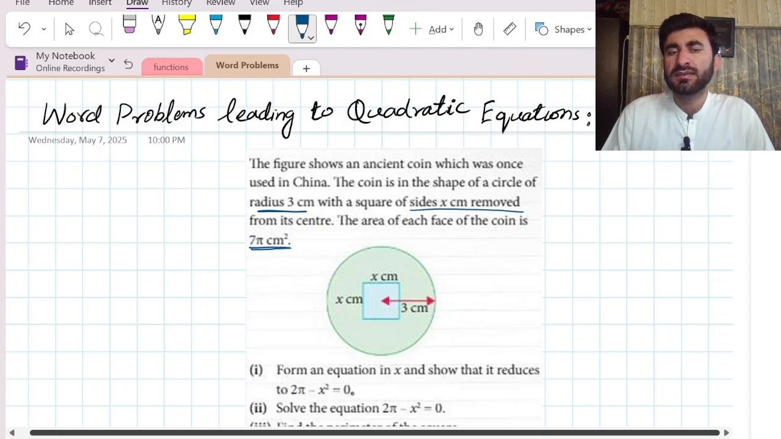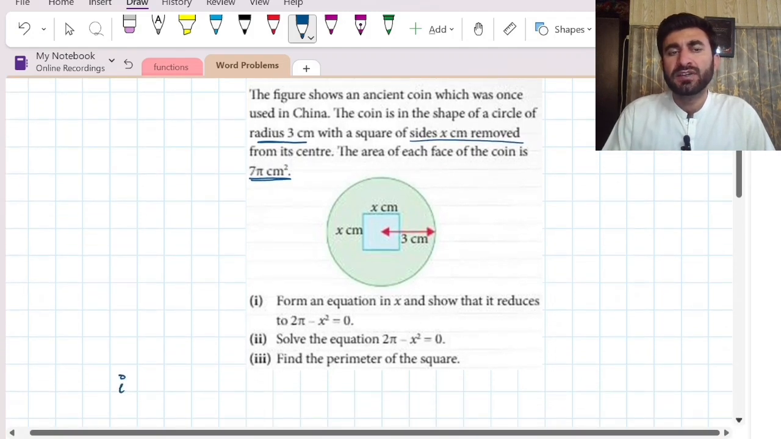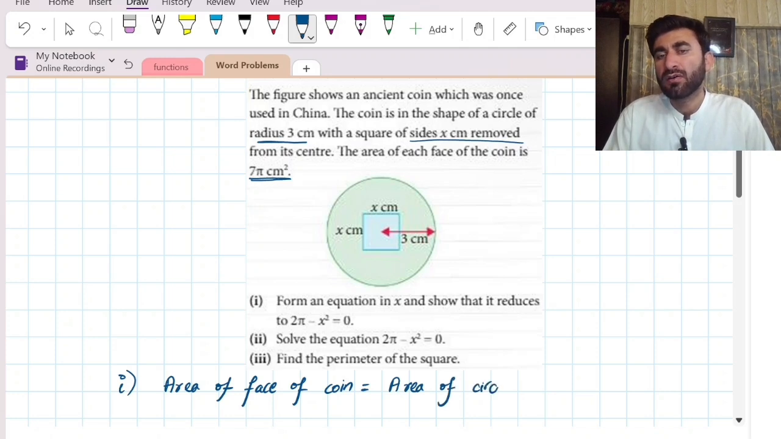First it said form an equation in x and show that it reduces to 2 pi minus x square equals 0. Because we are given the area of the coin, we can see what the area of the coin should be. It should be the area of the face of the coin, which is the difference of the area of the circle and the area of the square removed from it. So it should be area of circle minus area of square.